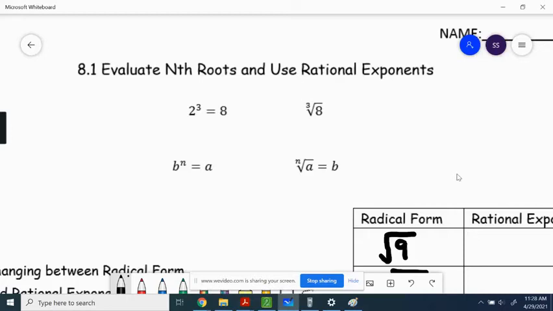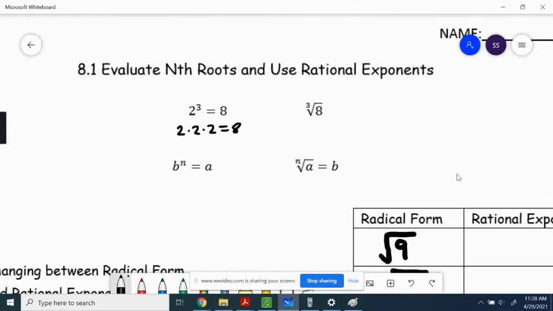All right, this is 8.1, evaluating nth roots and using rational exponents. So let's go ahead and start out looking at something that we already know, like 2 to the third power. We know that that just means 2 times 2 times 2, which equals 8.